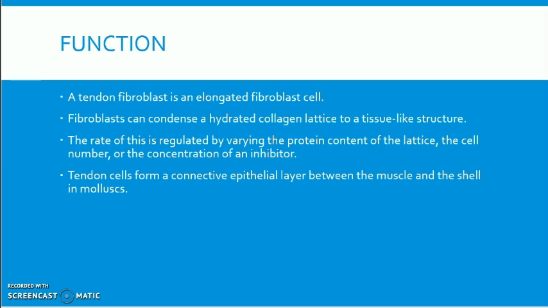Firstly, we looked at what a tendon fibroblast was. A tendon fibroblast is an elongated fibroblast cell. It has numerous functions. Fibroblasts can condense a hydrated collagen lattice to a tissue-like structure. The rate of this is regulated by varying the protein content of the lattice, the cell number, or the concentration of an inhibitor. Tendon cells form a connective epithelial layer between the muscle and the shell in mollusks.